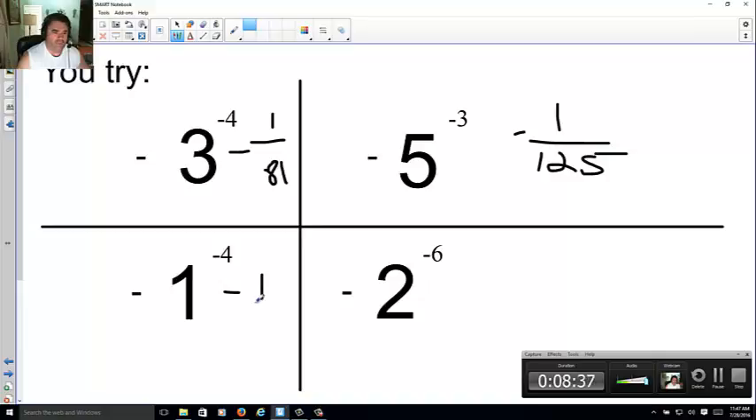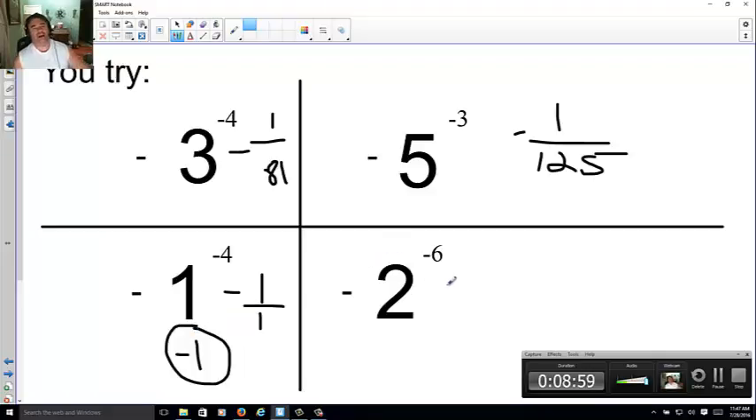This is going to be negative 1 over 1. Now that's tricky. Why? Because 1 to the fourth power is 1. Negative means 1 over 1. And the negative from the outside, so really this is negative 1. That's hard to believe, but it's true. So hopefully you got that. If you didn't, that's fine.